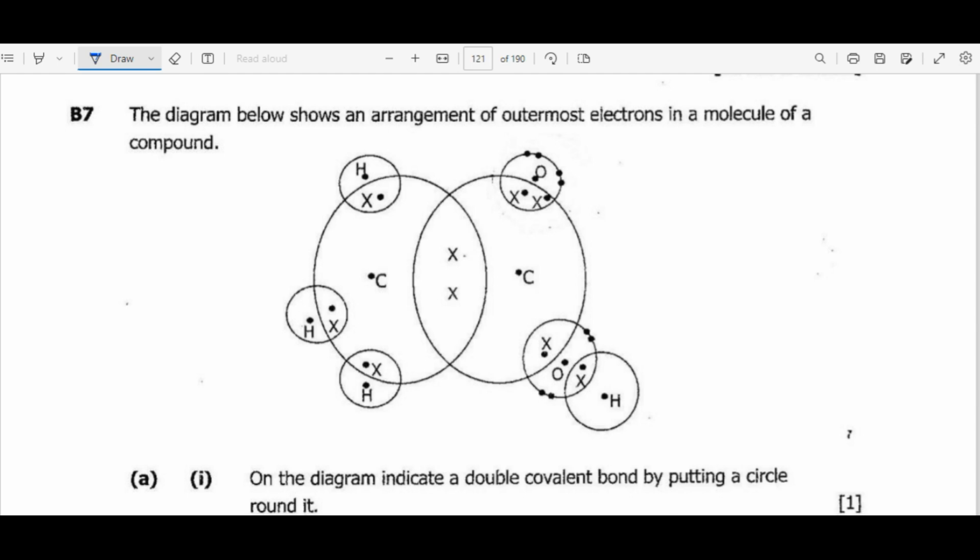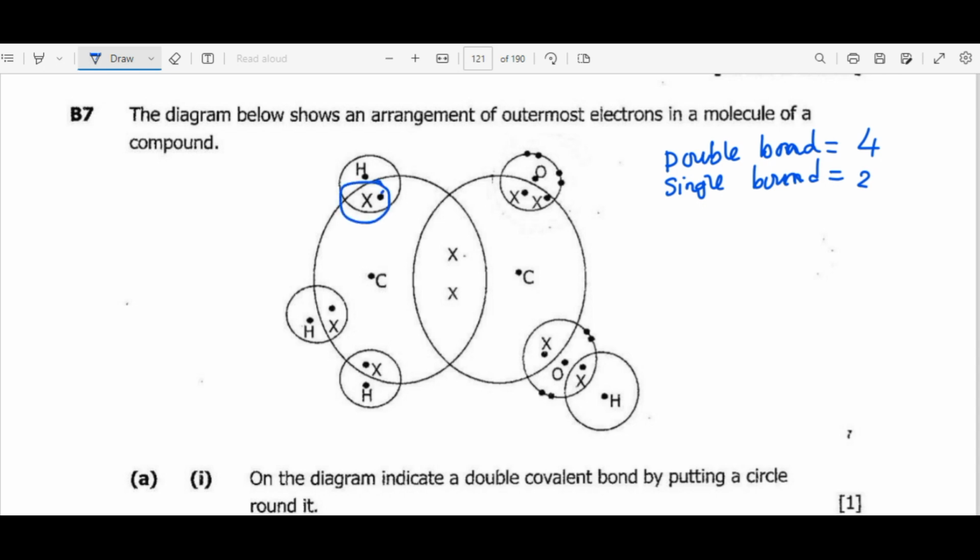So one thing that you need to have in mind is that a double bond is made up of 4 electrons. So whenever you see the sharing area consists of 4 electrons, then that is a double bond. Then for a single bond, this one is made up of 2 electrons. Right, so this is what you are supposed to use whenever you want to determine if the bond is double or single. So let's look at the first part here.